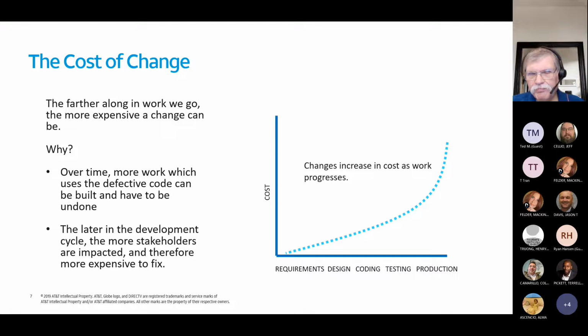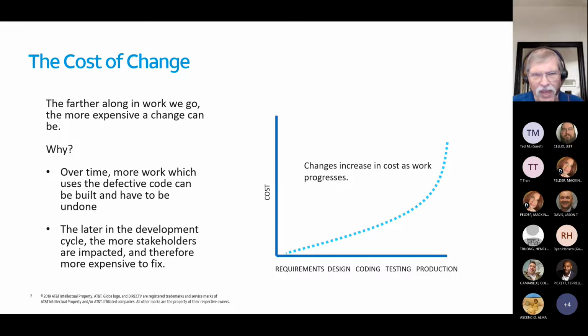So this is just an illustration of that. The cost will actually increase exponentially, and this is using waterfall type designations here, so that if we catch things in requirements, they're much cheaper to fix, and the cost just keeps going up as we get into the other phases: design, coding, testing, production.